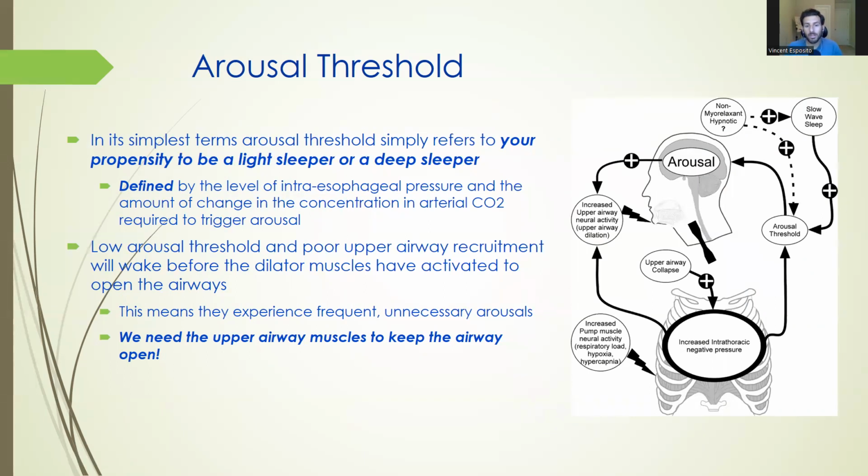We know that low arousal threshold and poor upper airway recruitment will wake the dilator muscles up, which means you're more likely to experience unnecessary arousals at night. What does that mean? Generally speaking, you're a light sleeper. If you have a low arousal threshold and poor upper airway recruitment, if those muscles aren't toned, if you respond to very tiny changes in CO2, you're going to awake a lot more frequently in the middle of the night. So this is your typical light sleeper. And this is also why we need the upper airway muscles to keep the airway open. So those muscles need to be working.